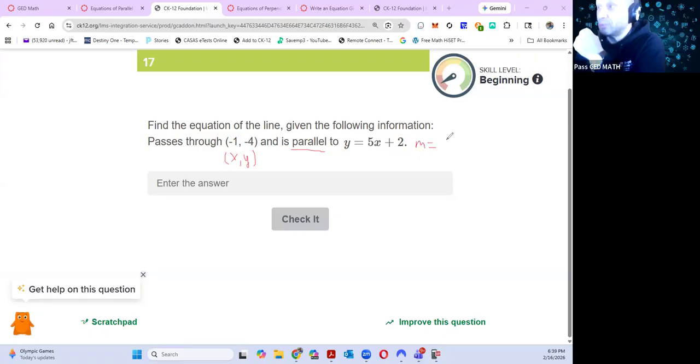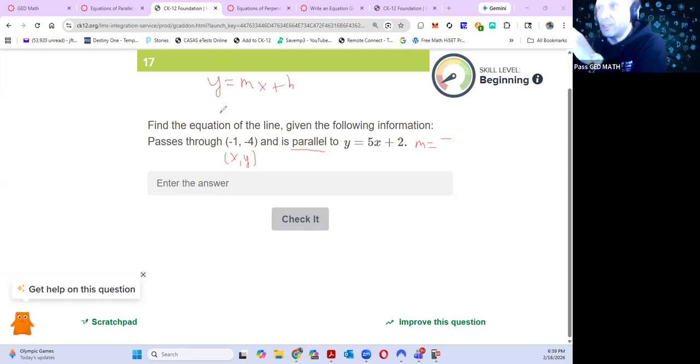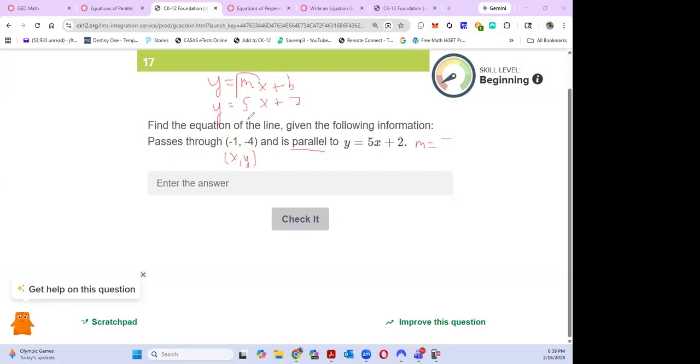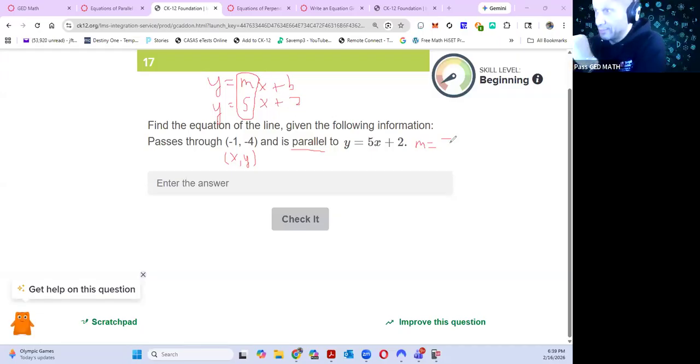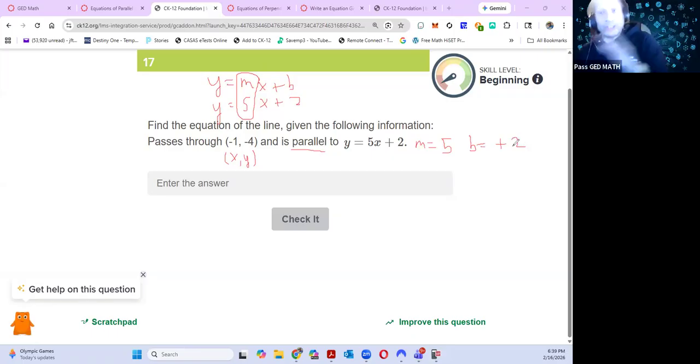What's the slope? 5x? What's the slope? y equal mx plus b. y equal 5x plus 2. What is my slope? 5. Not 5x. You keep making that mistake. 5. What's my y-intercept? 2. So that's the three things that we need. They gave us a point, our x and y value. They said we want to find the equation of a line that's parallel and then its slope.